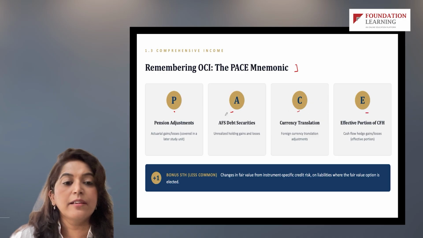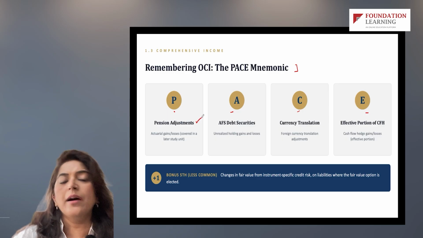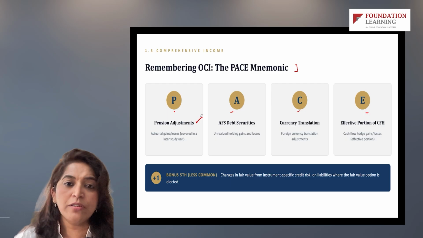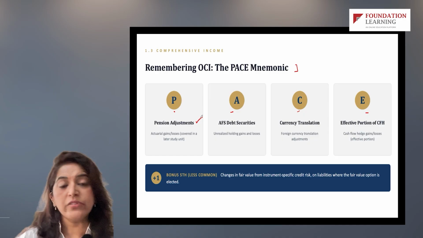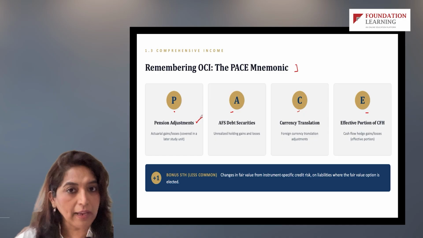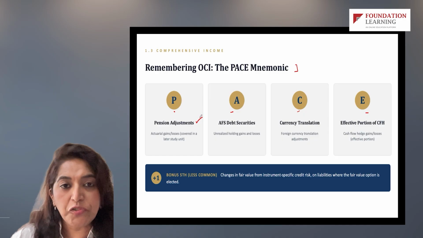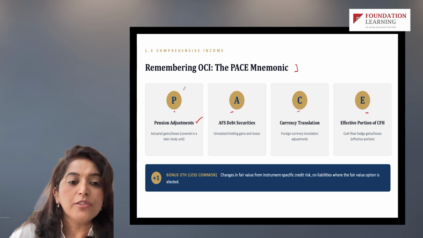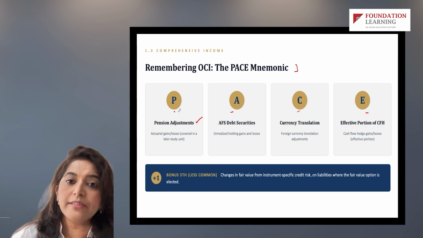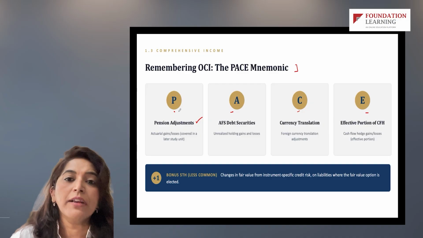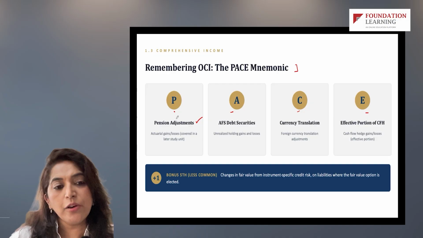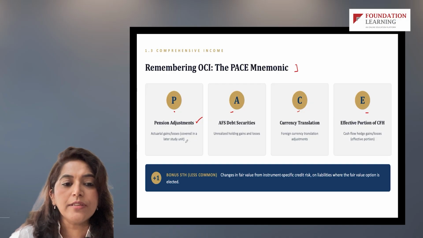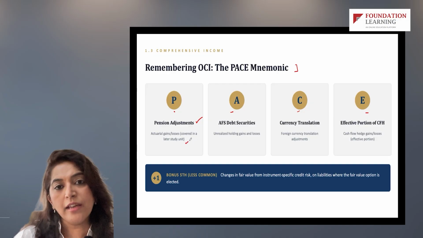Wherein PACE, P stands for pension adjustment, right? So mostly whatever the pension instruments etc. the company invests in, that appreciation or depreciation in the pension value is never owned by the company, right? Because pension is something which will be paid to the employees eventually. So pension adjustment, in case the fund is appreciated or depreciated, it should not affect net income, and that's why any adjustment to pension is parked under OCI. Accrual gains or losses, right, we park it under OCI.